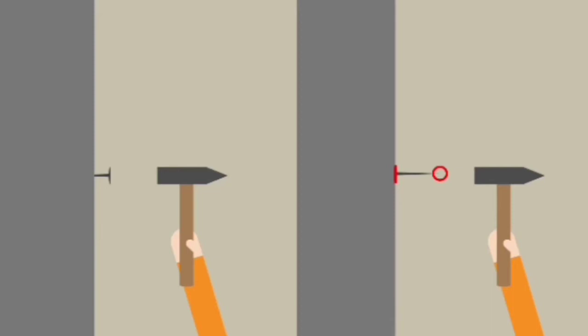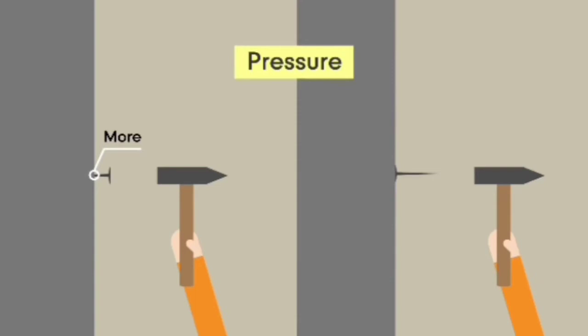You will find it difficult to push the flat face of the nail through the wall even if you apply more force than the first case. Then what is the reason for this? This is because the pressure applied by the tip of the nail on the wall is more than the pressure applied by the nail's flat surface.